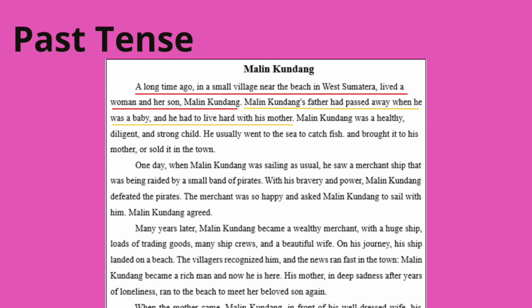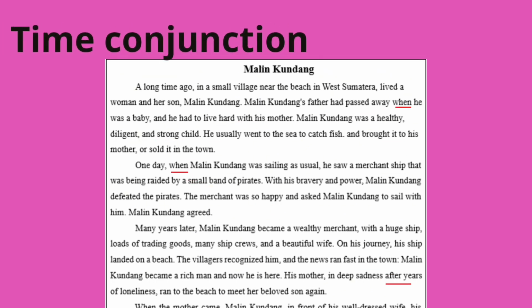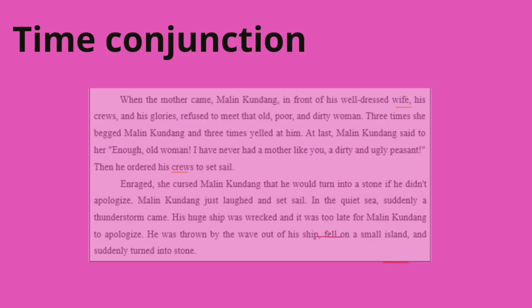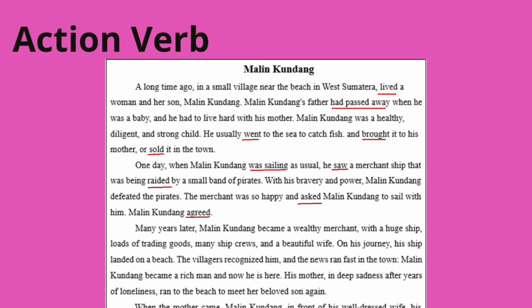Next, for the use of adjectives, we can see from the underlined words like healthy, diligent, strong, and so on. For time conjunction, we can see from the use of when, after years, suddenly, and so on. There are also many action verbs like broke, sold, and so on.